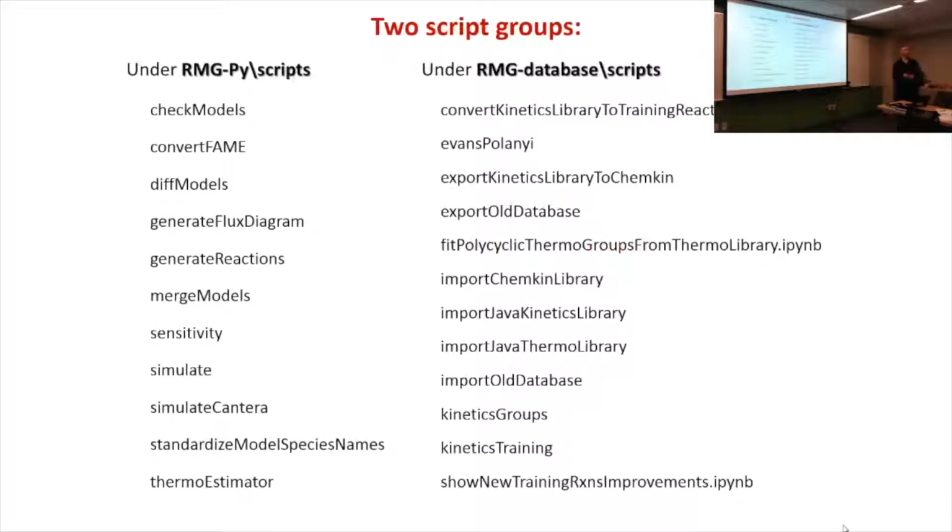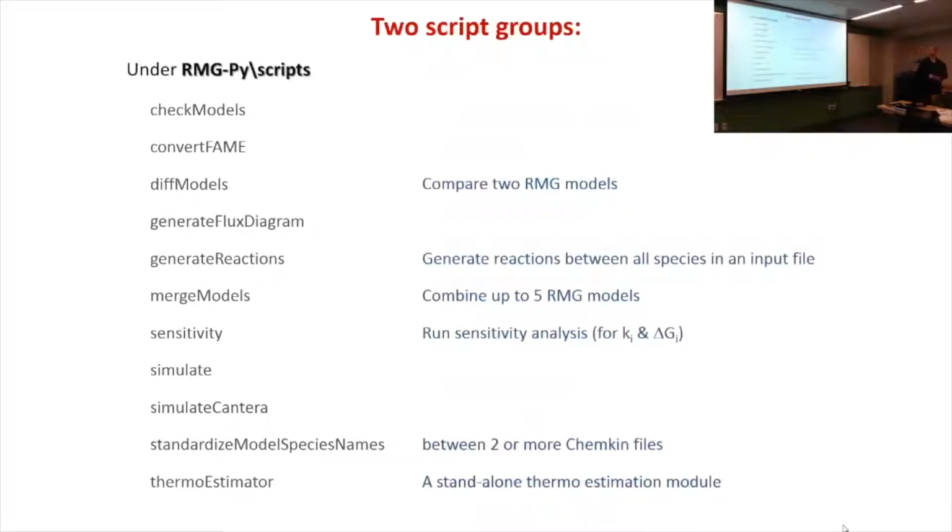Let's look at our scripts in the different repositories, RMG-Py and RMG-database. Let's start with RMG-Py. Some of them are outdated and we don't use them a lot, for example, converting from very old formats to new formats. But here are some which are relevant. For example, diff models. If you want to see a comparison between two different models, whether generated by RMG or not. And Max showed such an example on the website. It does that as well. So that's a very useful script.